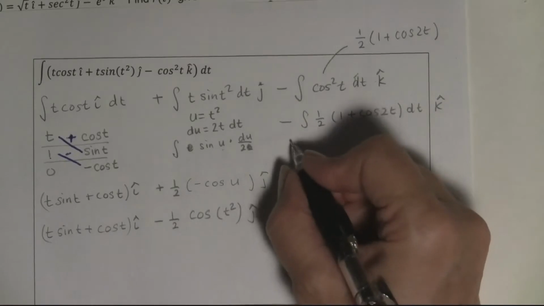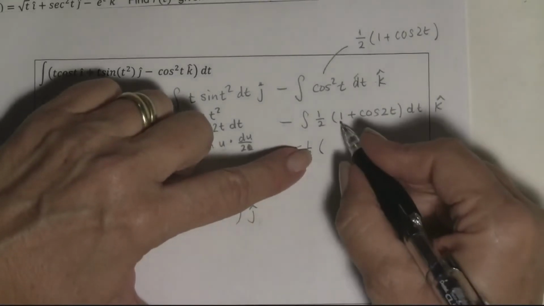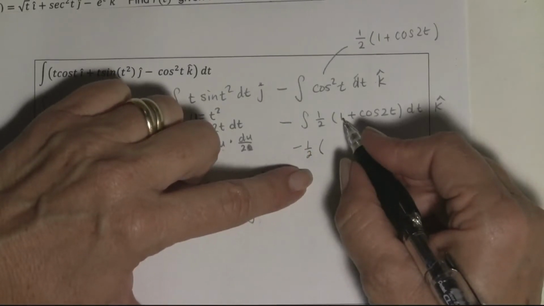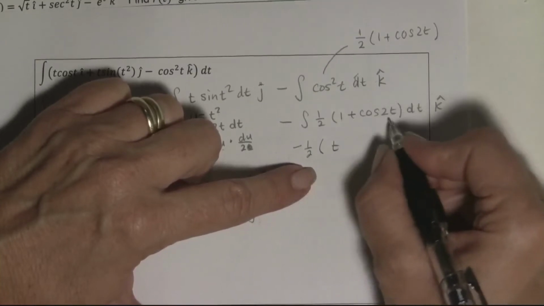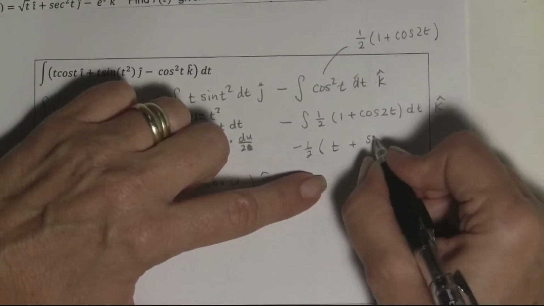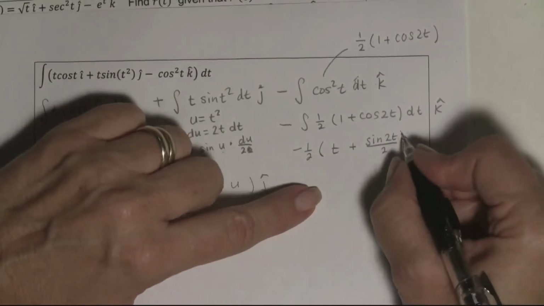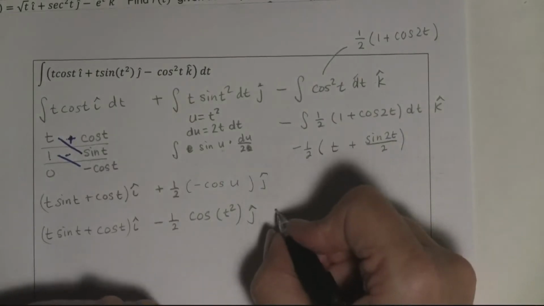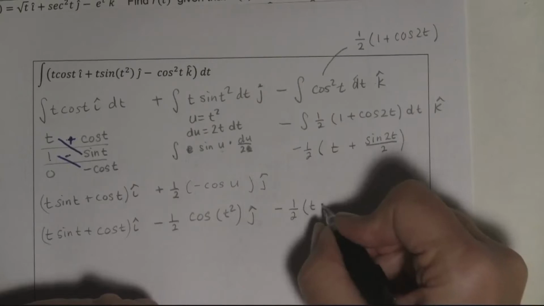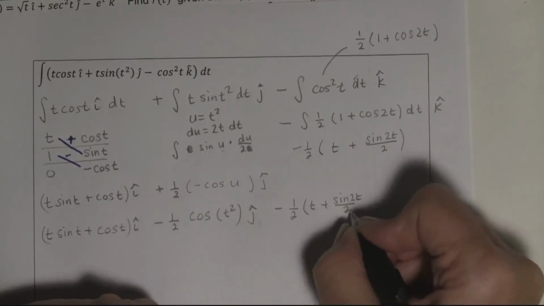So anyway, I'm going to get negative half times, and then the integral of, I'm putting the half in the front, the integral of 1 is t, and the integral of cosine is sine, and it's positive, of 2t, and divide by the same darn thing. And so I'm going to get here half, I can just bring that down, t plus sine of 2t over 2.